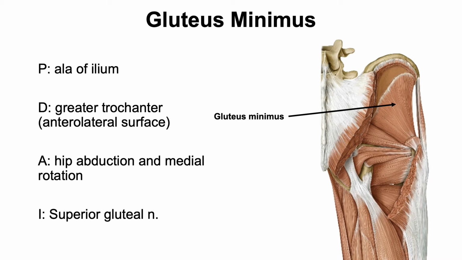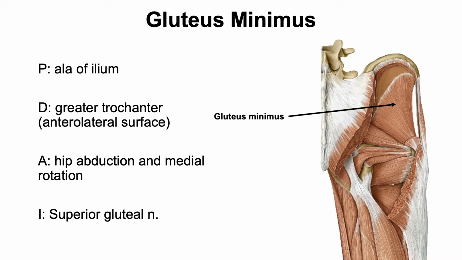It also does the same exact actions as the gluteus medius and has the same innervation. So hip abduction, moving it laterally away from your body, and medial rotation, so moving your thigh inwards. A better way of describing that is, if you sit and your knees are parallel, and you move one knee to where it touches the other knee, that is medial rotation. And it's innervated by the superior gluteal nerve.